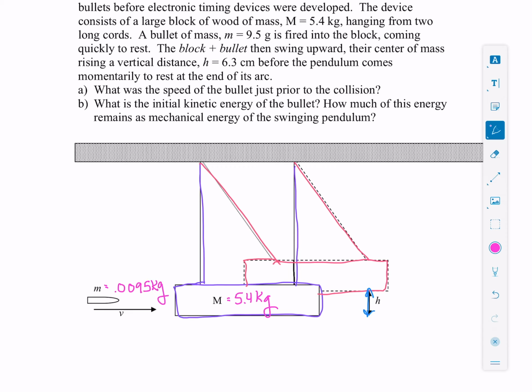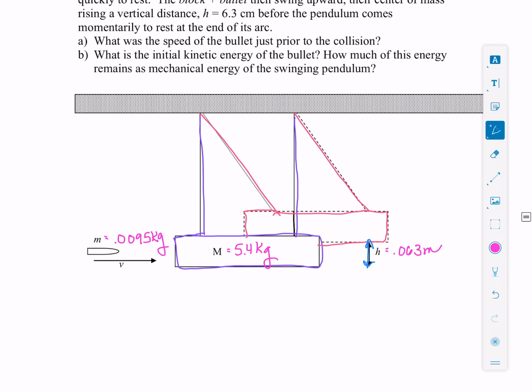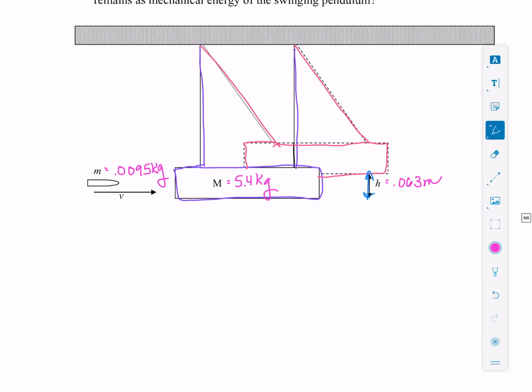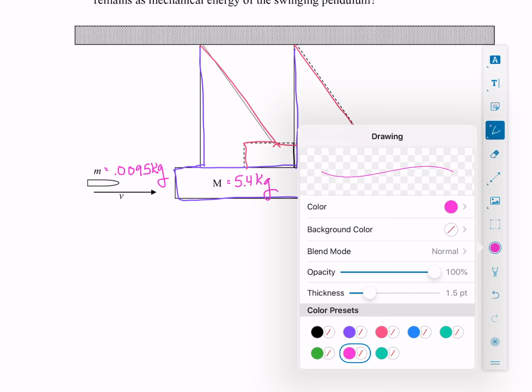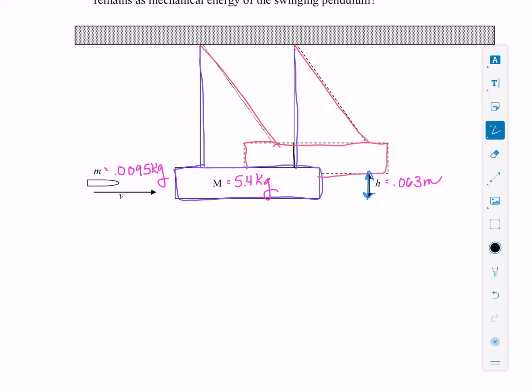And we are told that it swung to a height of 6.3 centimeters, which is 0.063 meters. We want to figure out the initial speed of the bullet. In order to do that, we're going to work backwards. Essentially, we have 3 time periods. The initial situation of the bullet moving, block at rest.